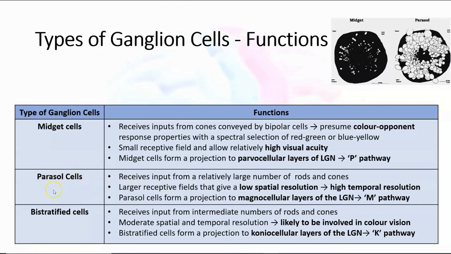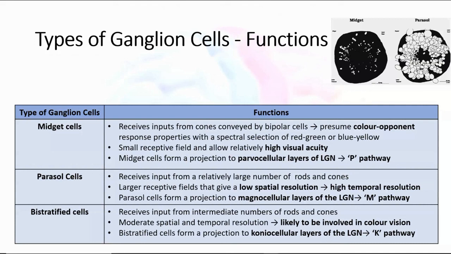While for parasol cells, parasol cells receive inputs from a relatively large number of rods and cones. Parasol cells have relatively larger receptive fields that give a low spatial resolution. The anatomical features of parasol cells allow them to specialize in low spatial resolution and provide high temporal resolution, for example motion detection. Parasol cells form a projection to magnocellular layers of the LGN, the so-called M pathway.